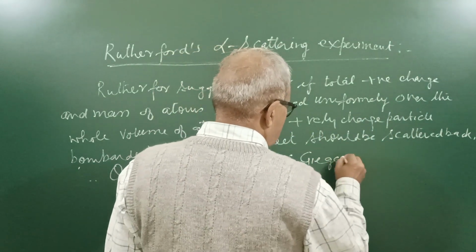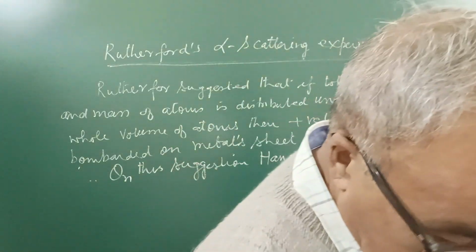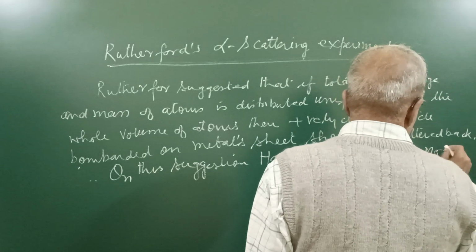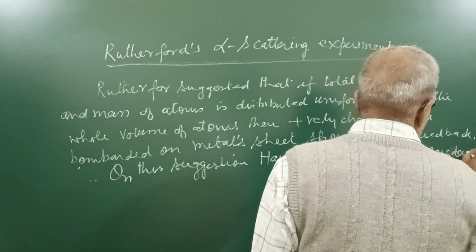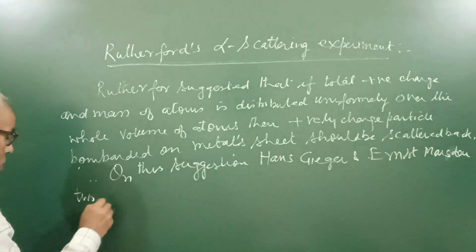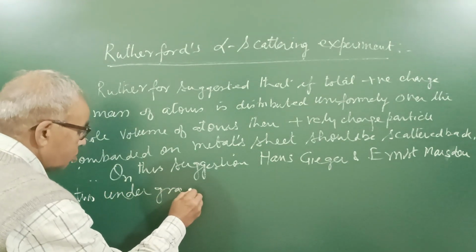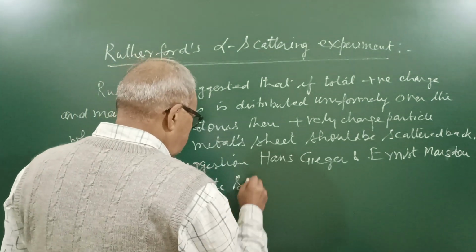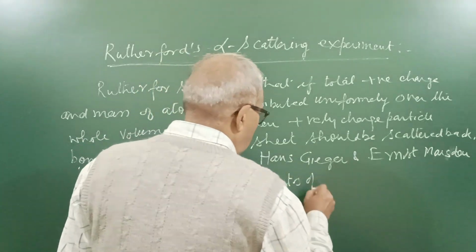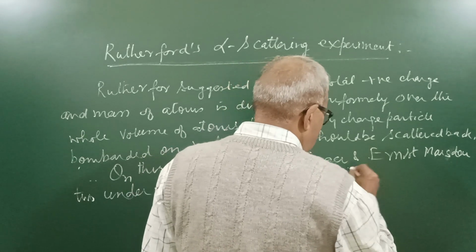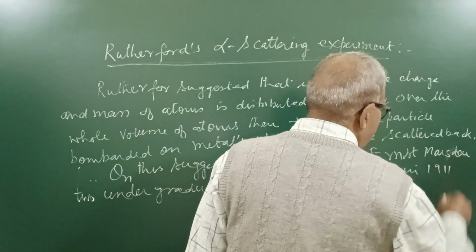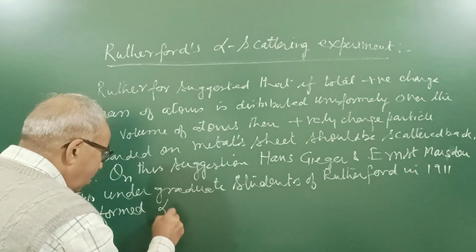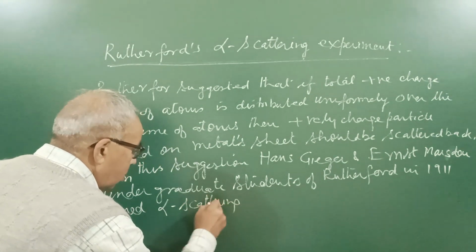Hence Geiger and Ernst Marsden, two undergraduate students of Rutherford, in 1911 performed the alpha scattering experiment.